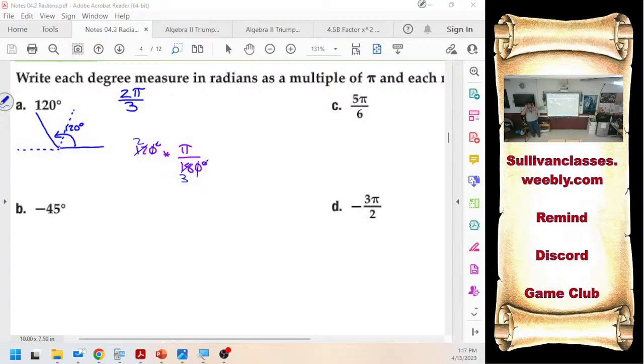So you could think of it in terms of fractions and the circle. You could just raw multiply it and be done. Your jam.